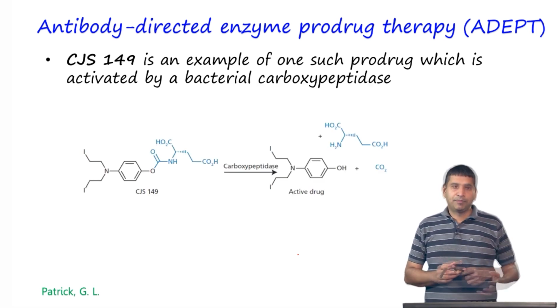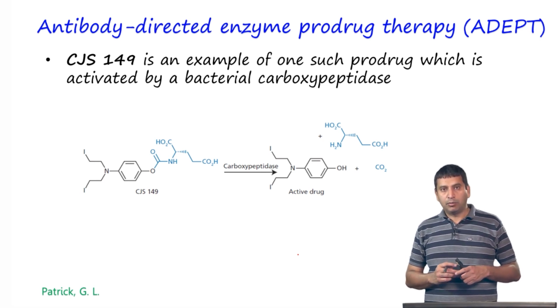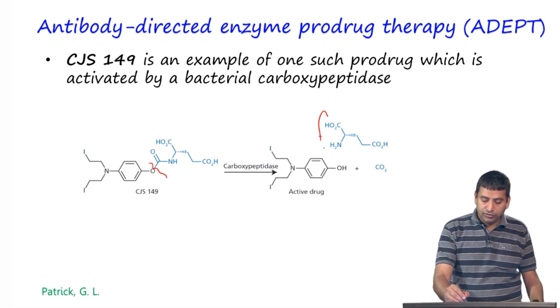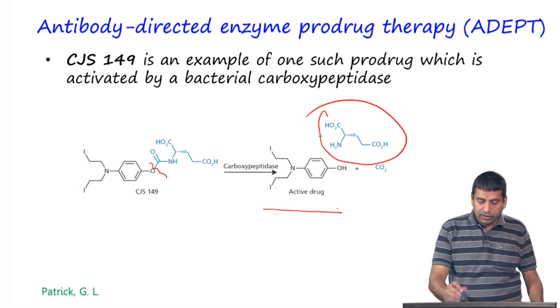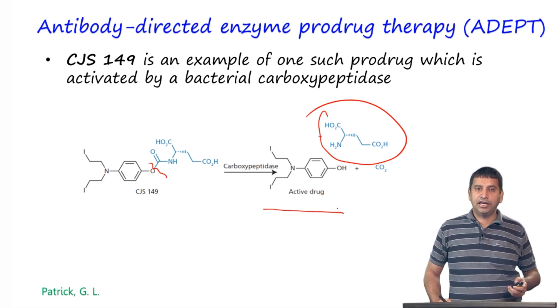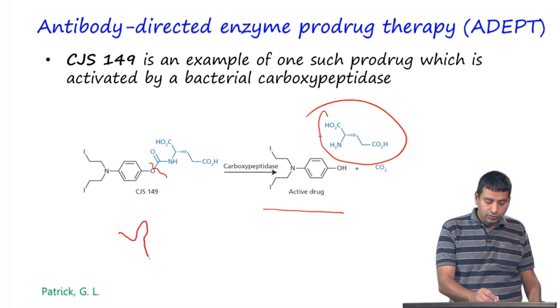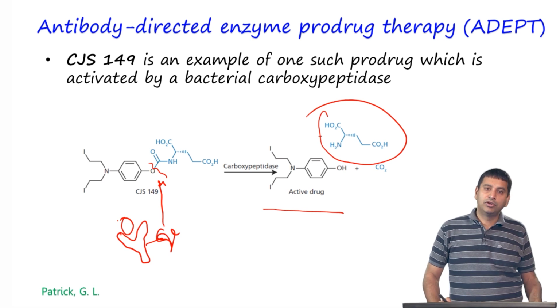The example we can look at is CJS 149, a molecule which is activated by bacterial carboxypeptidase. The carboxypeptidase cleaves at this site and produces this amino acid and carbon dioxide. And here is the active drug, which in this case is a DNA alkylating agent. So with this approach, you have an antibody and the enzyme, and the enzyme comes and cleaves, and this happens only in the presence of a tumor.